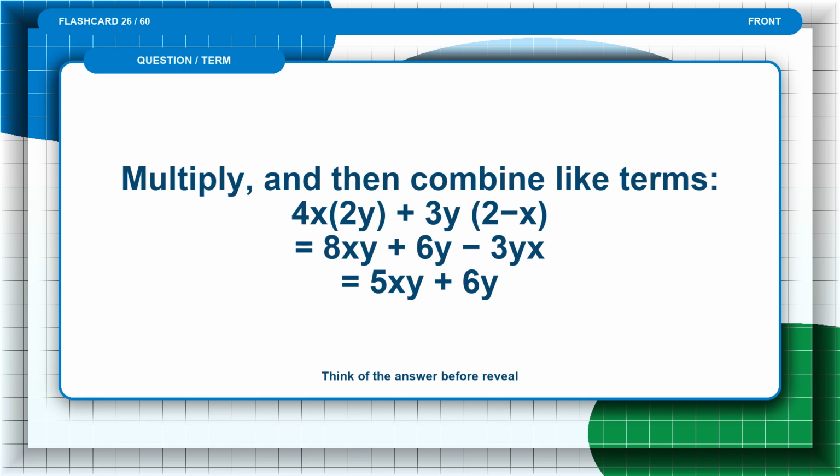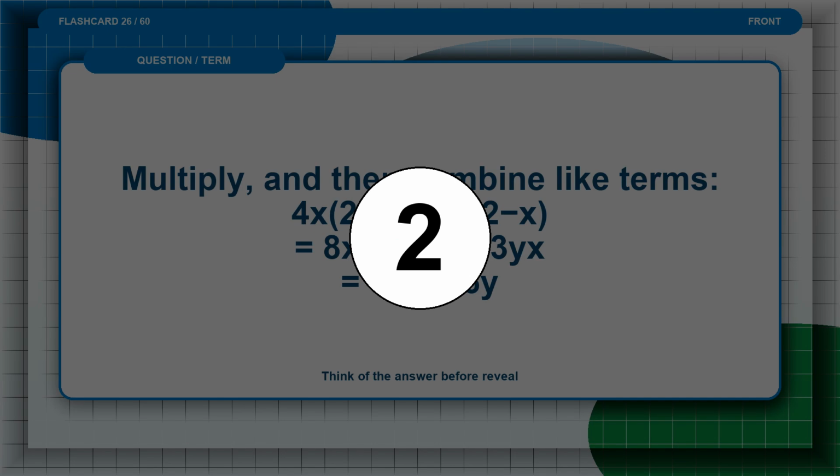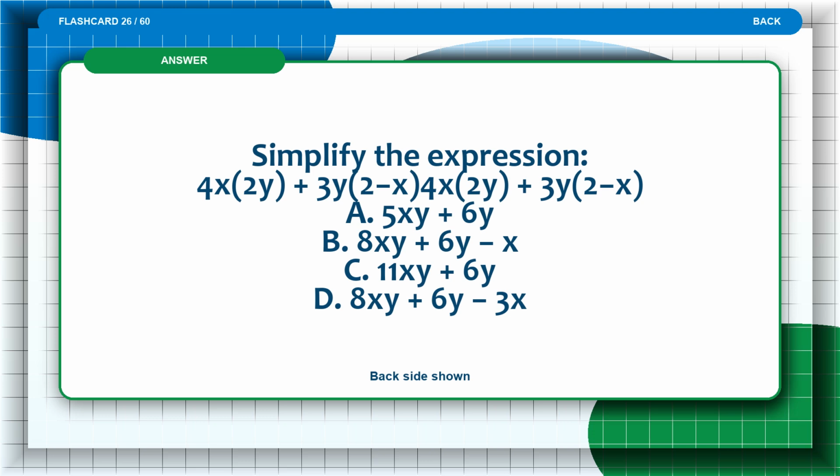Flashcard 26. Multiply and then combine like terms: 3x plus 5xy plus 6y minus 3x equals 8xy plus 6y minus 3x, which equals 5xy plus 6y. Think of the answer before the reveal. The answer is, simplify the expression. A: 5xy plus 6y, B: 8xy plus 6y minus x, C: 11xy plus 6y, D: 8xy plus 6y minus 3x.